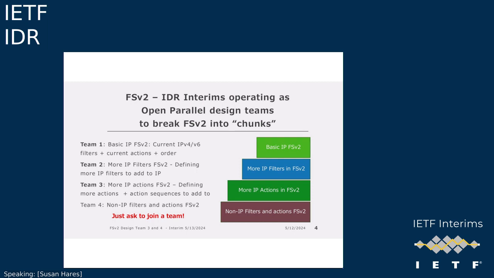Then other people would add more IP filters. Our original FlowSpec V2 spec had some additional filters. And so what we want to make easy for people is to add those filters to this basic FlowSpec V2. The other thing people wanted to add is more actions which were ordered. And that we will discuss today as the more IP actions in FlowSpec V2.